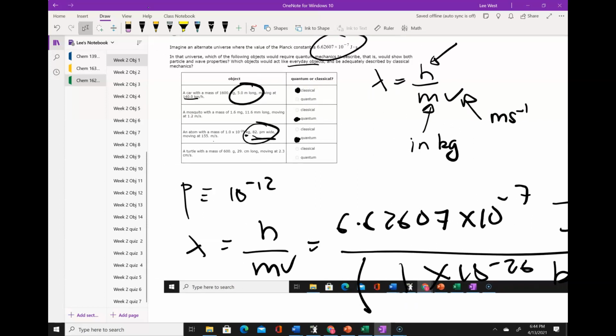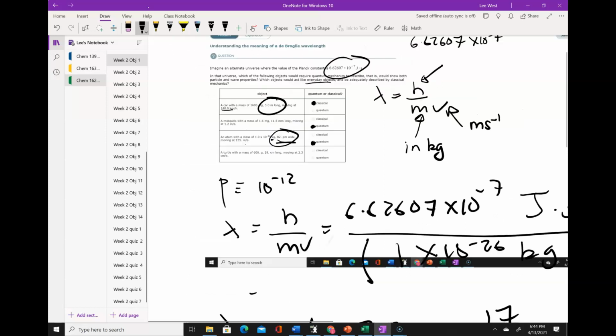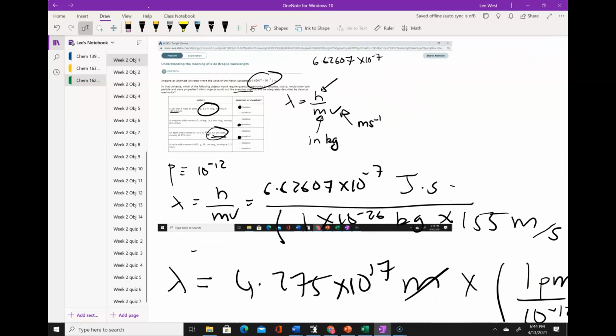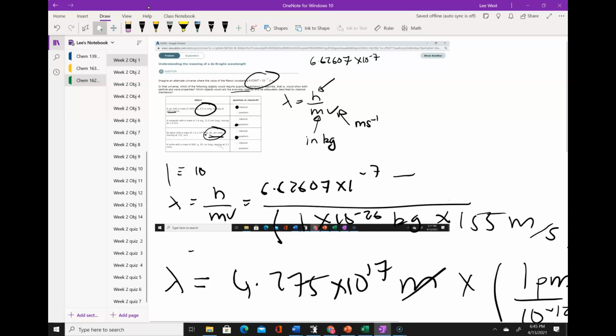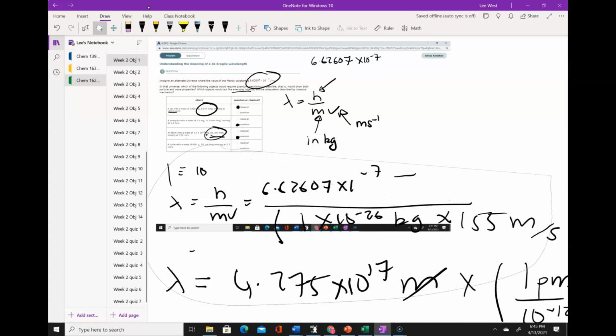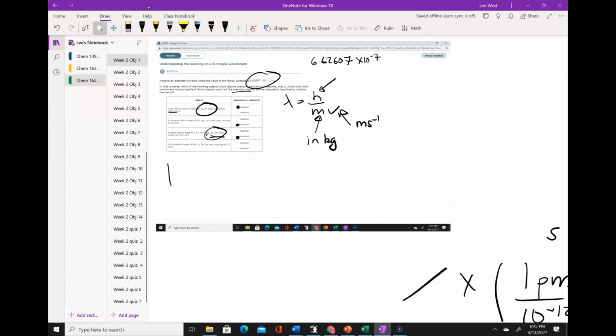Okay, now what about this turtle? Interesting. The turtle has a mass of 600 grams, and we're going to have to turn that into kilograms because we need to work in kilograms with the de Broglie equation. And then they give us the size of the turtle for the comparison. It's 29 centimeters long, so it's a fairly small turtle. It's not like a big sea turtle or something, right? Because they would be bigger, wouldn't they?